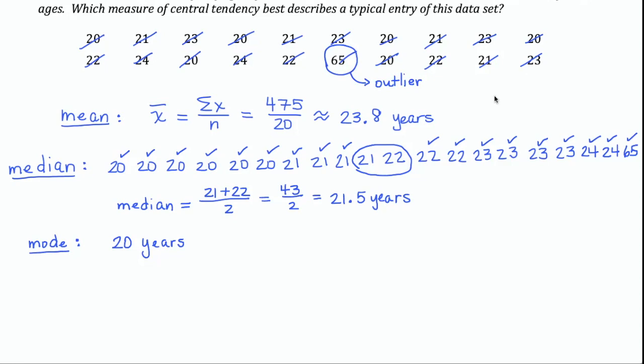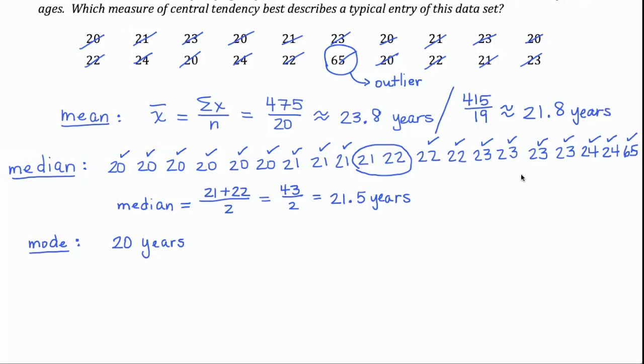And to give you an idea of the effect of it, if I were to take this 65 out of the data set and recalculate the mean, which I'll do over here, my sum would reduce by 65, so it would become 415 over 19 pieces of data. And by using a calculator, my mean now becomes 21.8 years.